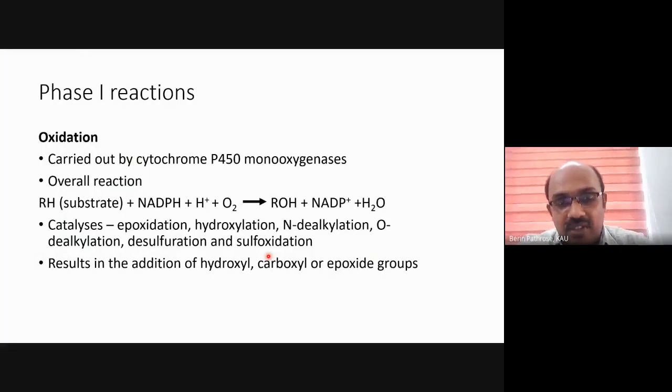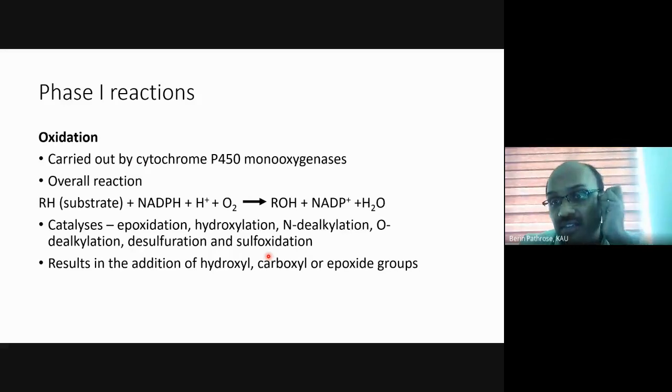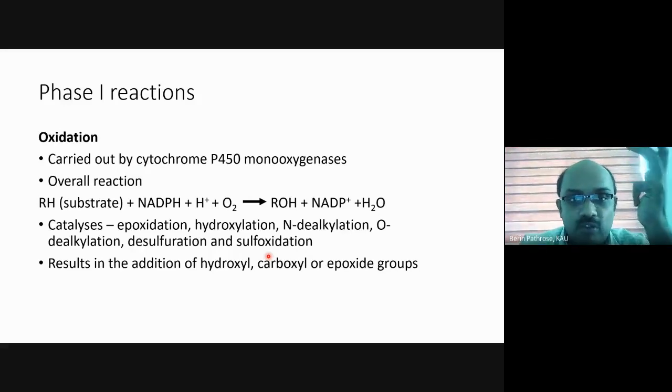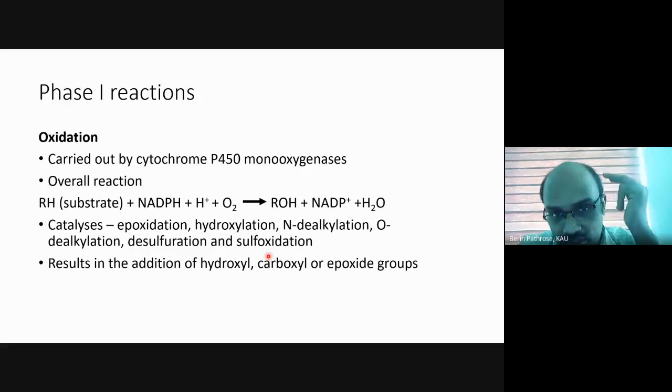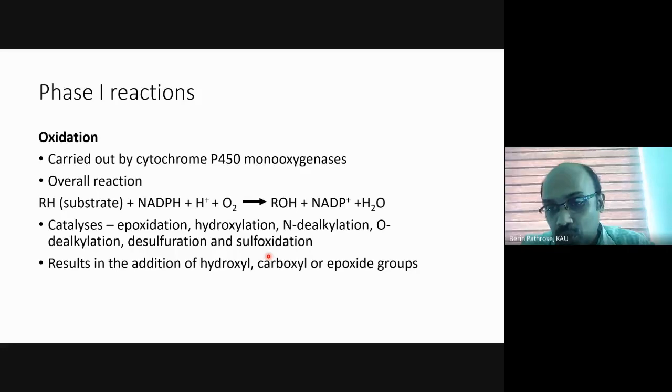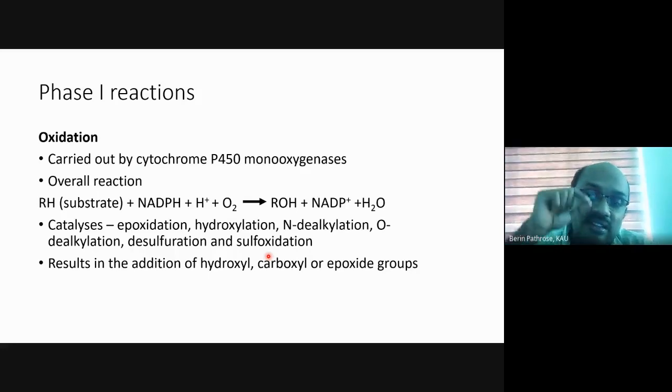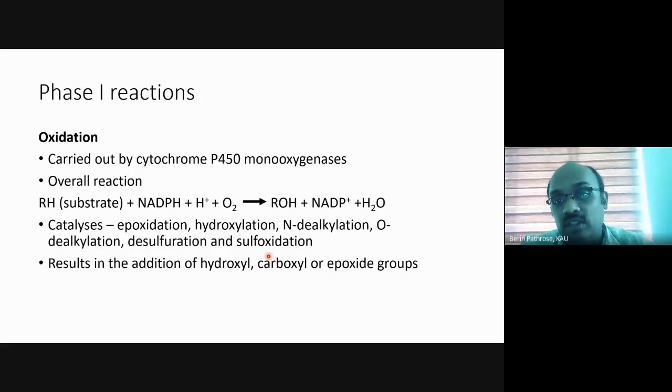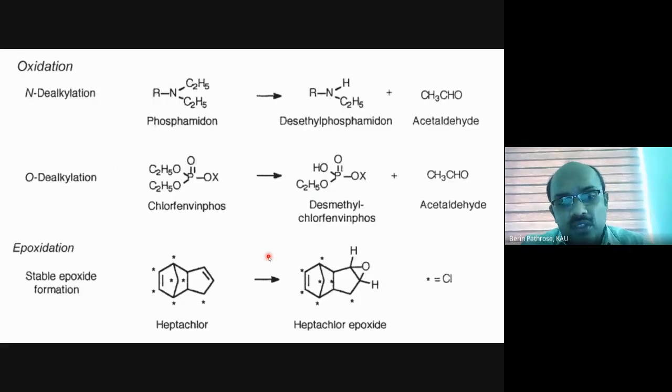So the first phase one reaction is oxidation. We will see oxidation, reduction and hydrolysis reactions. Oxidation is mainly catalyzed by cytochrome P450 monooxygenases. This oxidation will lead to epoxidation, hydroxylation, desulfuration, sulfoxidation, and dealkylation. It will lead to the addition of a hydroxyl, carboxyl, or epoxide group. These are the oxidation reactions that happen in phase one metabolism. So we'll see them one by one.